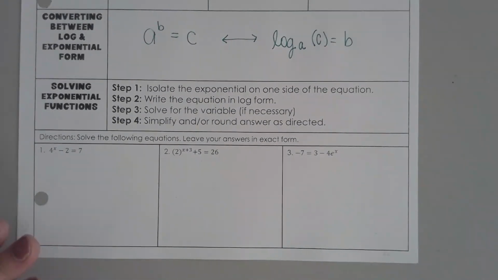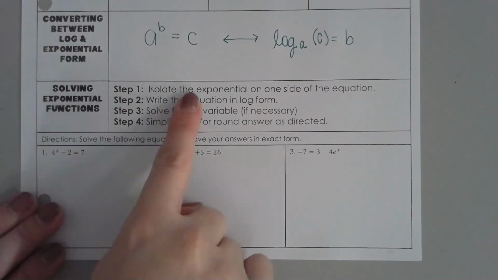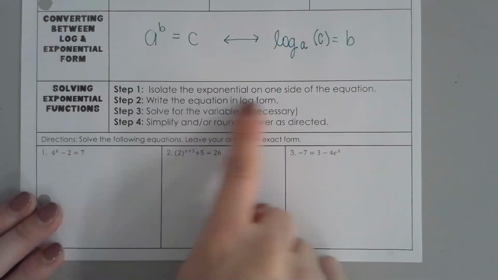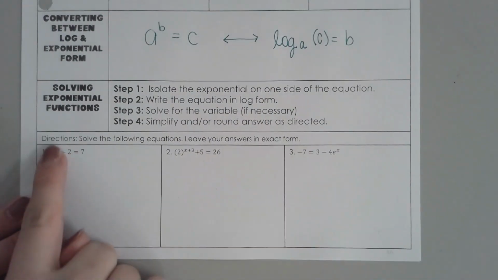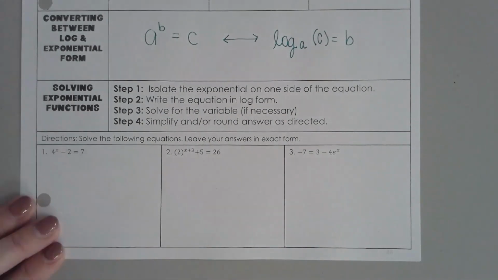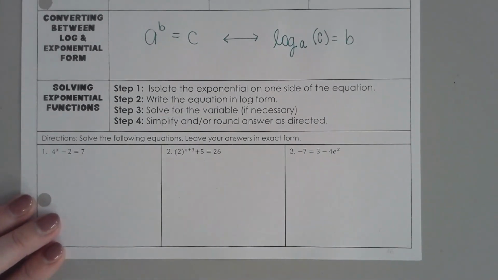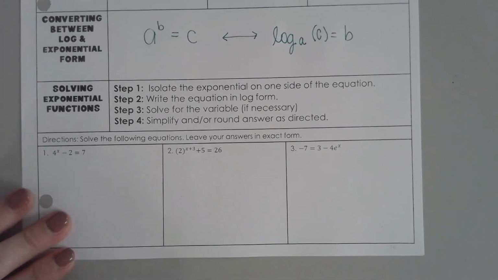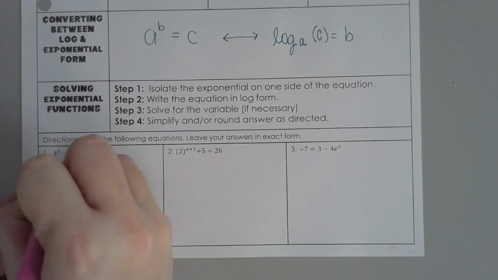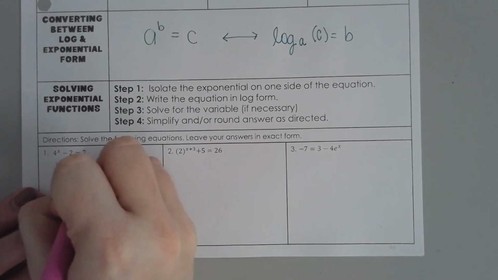All right. So what you're going to do is, step one, isolate the exponential on one side. So basically get this 4 to the x by itself. So I would add 2 to both sides, and we get 4 to the x equals 9.